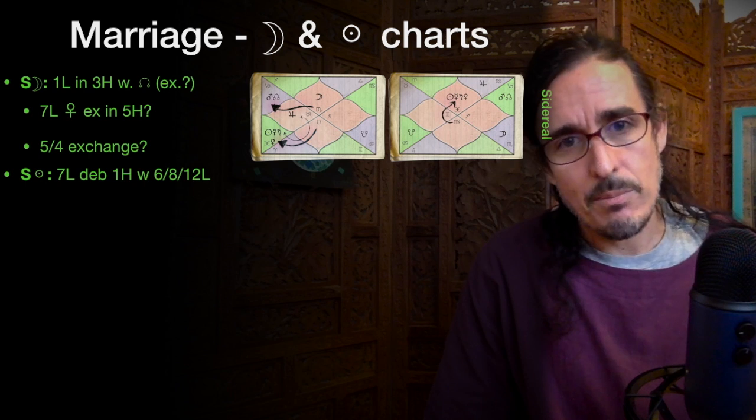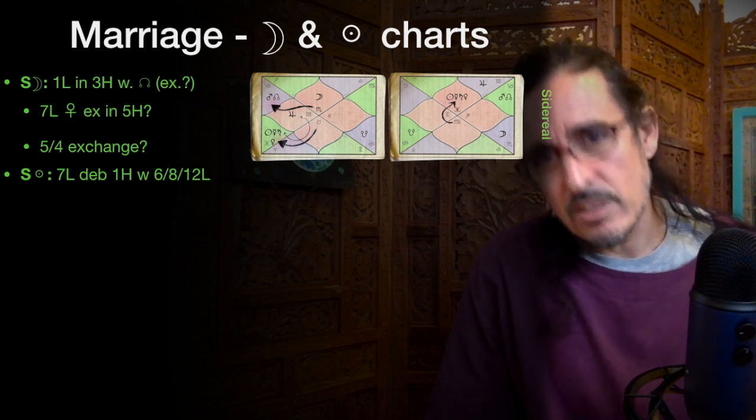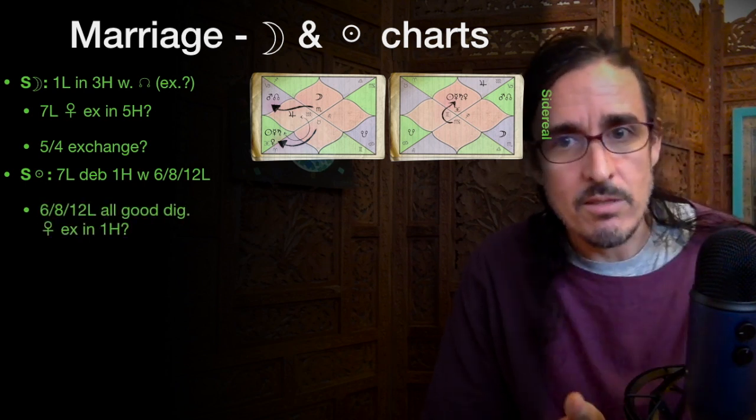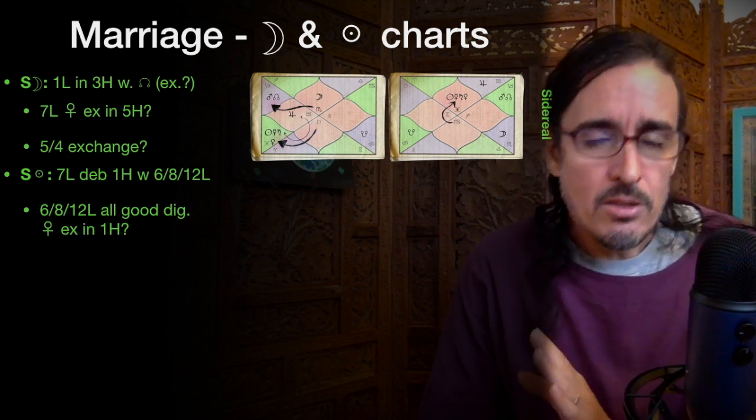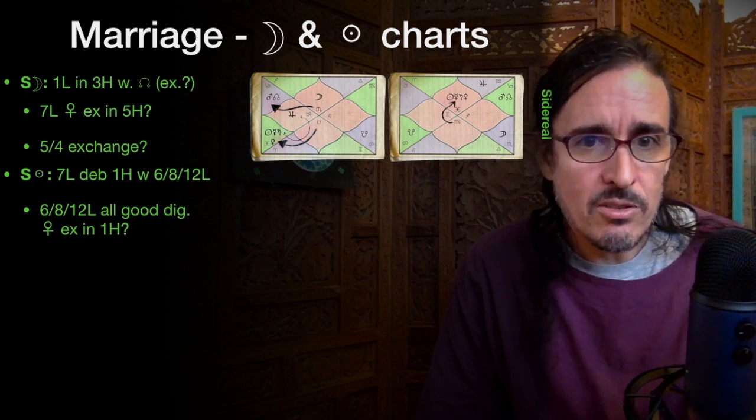But again, that same point. Is this really that awful since it's with an exalted Venus? All kinds of cancellations of debilitations on this. Look in the tropical moon and sun charts.